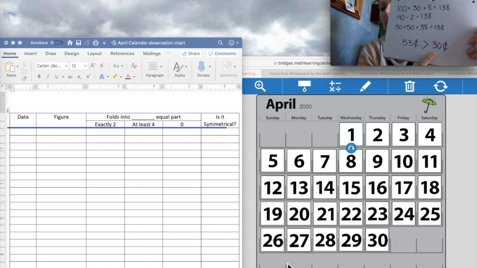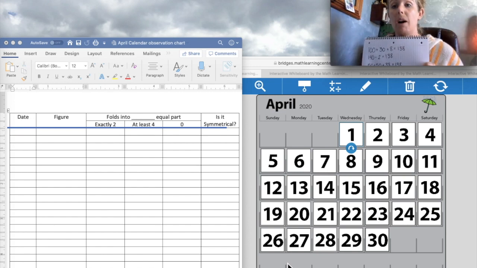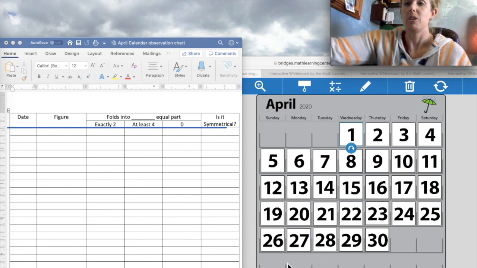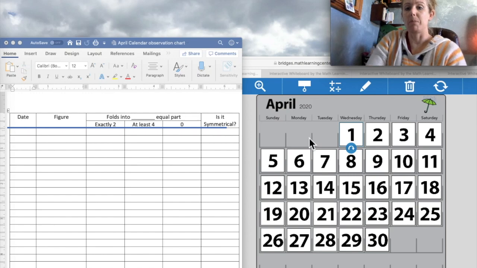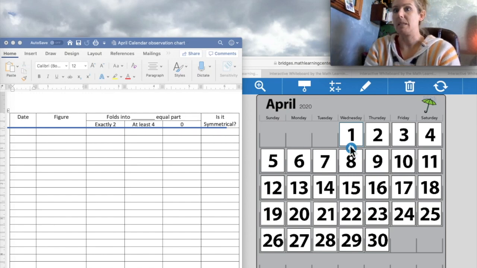And so now we're on to our April calendar. So if you look down here, I have our April calendar. Nothing has been turned over, and I really wonder what's underneath those cards. And then we also have our calendar observation chart. So I want you to put on that thinking cap. What do you think is going to be under our card today?